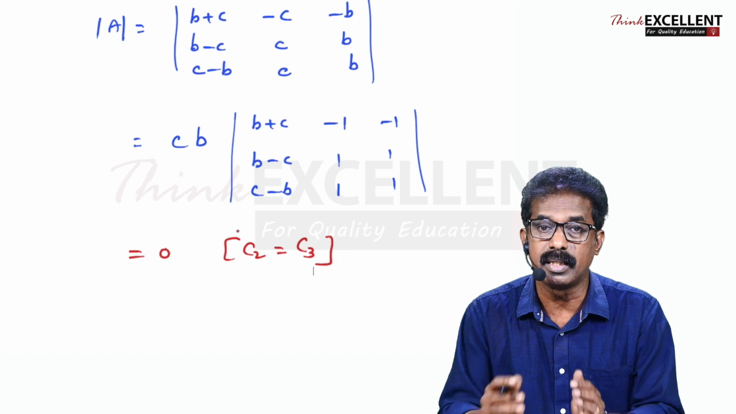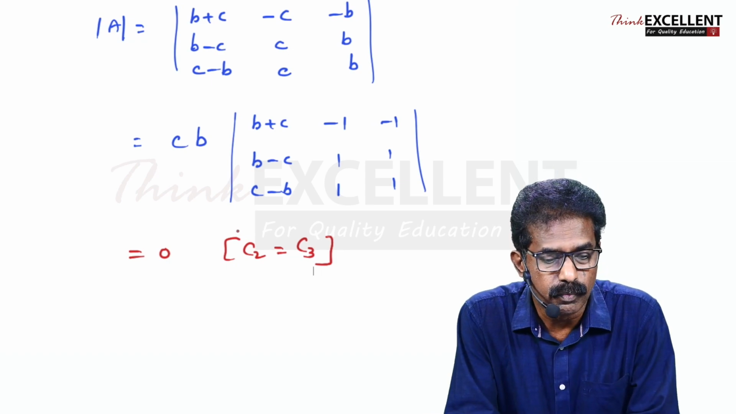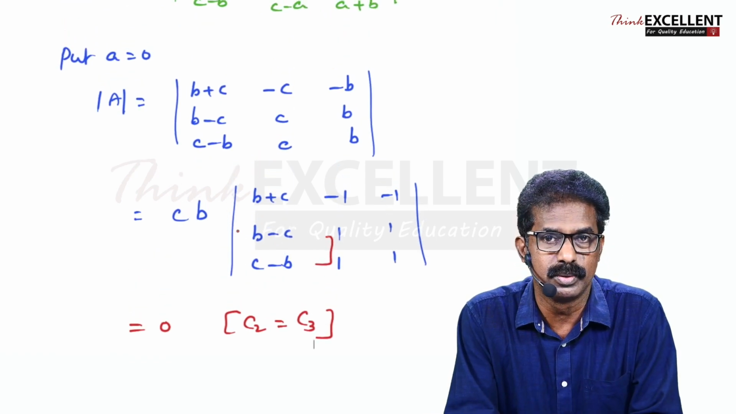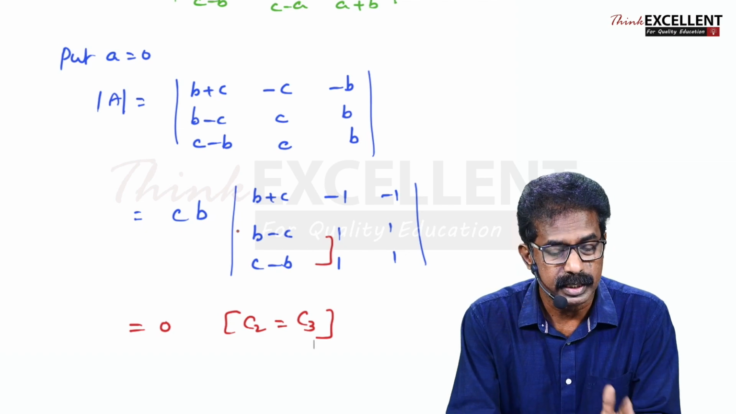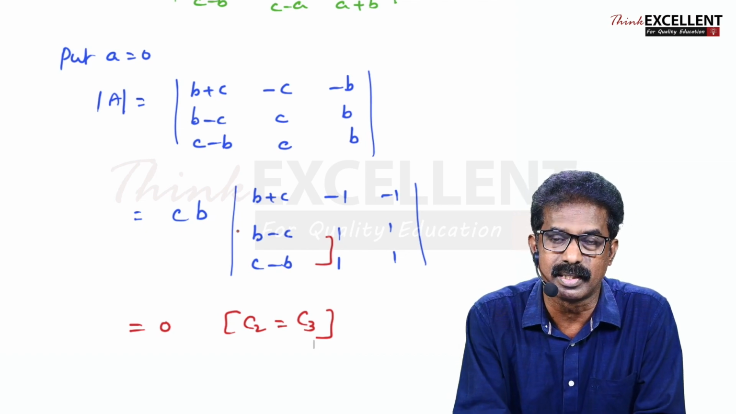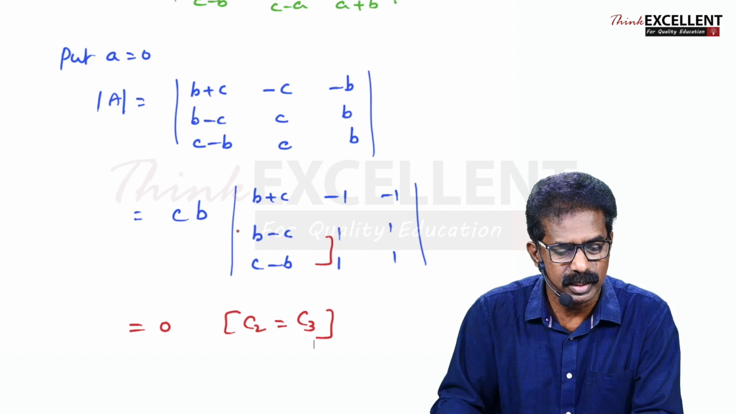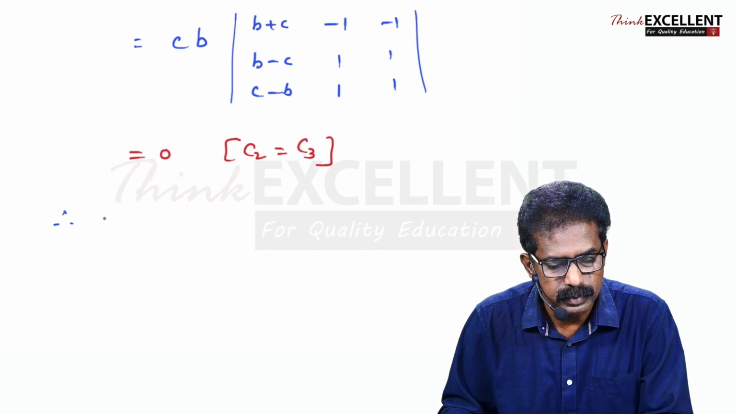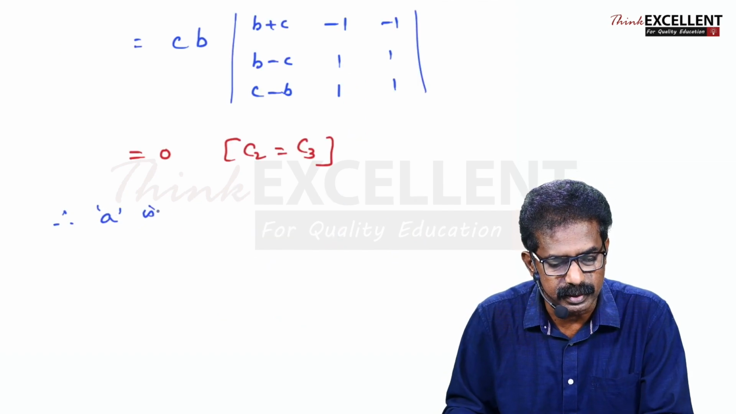Now please listen, the determinant value becomes 0 when you put A equal to 0. So by factor theorem, which one is a factor? A minus 0 is a factor. A minus 0 is same as what? A, right? So you can say now, therefore, A is a factor.